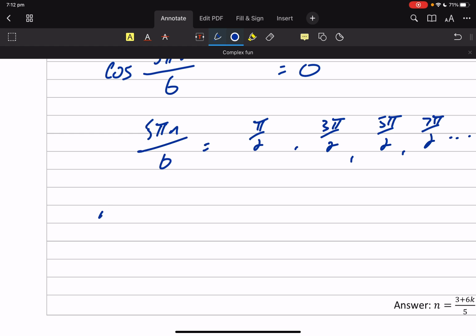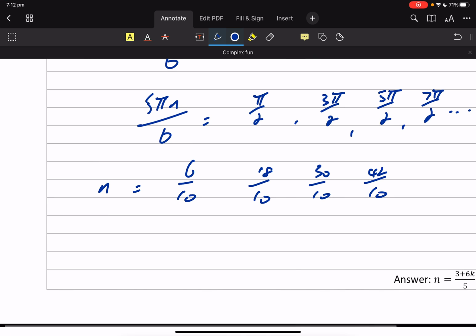Let's get the n by itself. So we're going to multiply by 6 and divide by pi. It's going to be 6 on 10, 3 on 5, 9 on 5. Whatever it is, it keeps on going.